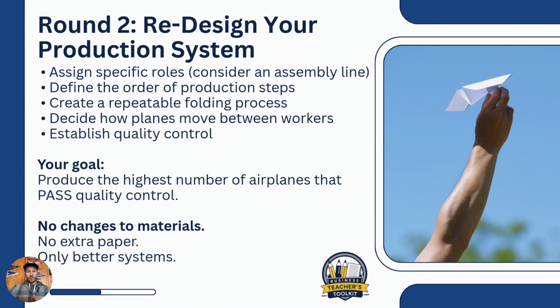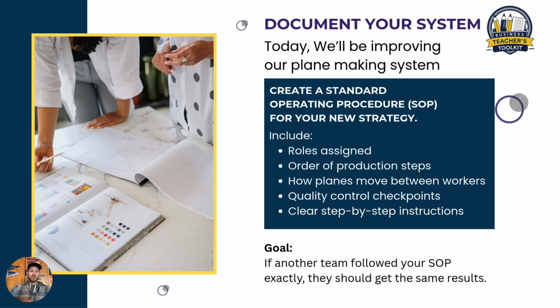They define the order of production steps, create a repeatable folding process, decide how the plane moves between workers, and then a quality control to make sure that all the planes meet the expectation of the prototype by the end. And the goal is to produce the highest number of airplanes that pass quality control. No change to materials, no extra paper, just better systems.